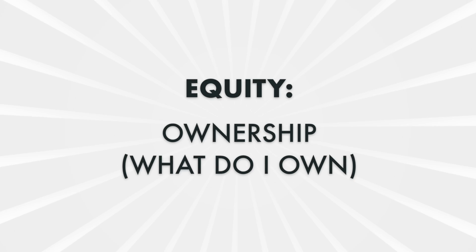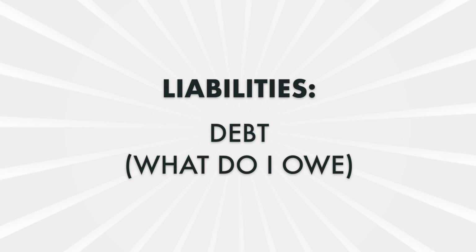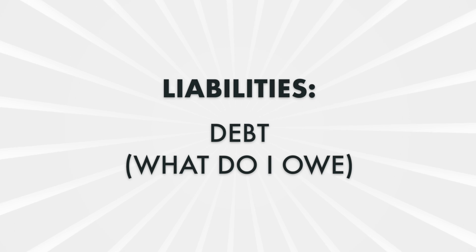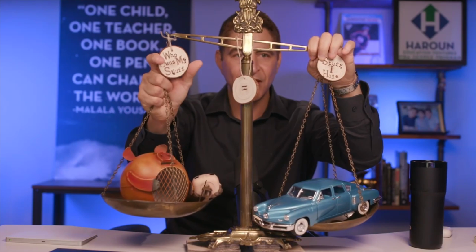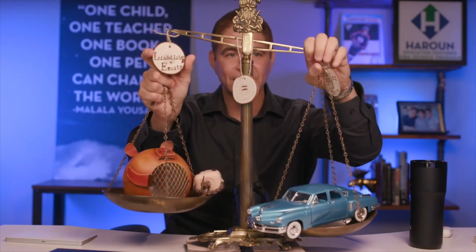Whenever you hear the word equity, it means ownership. What do I own? Whenever you hear the word liabilities, it means debt. What do I owe? So again, assets is stuff I have and who owns my stuff. And that's basically the same thing as saying assets equals liabilities plus equity.